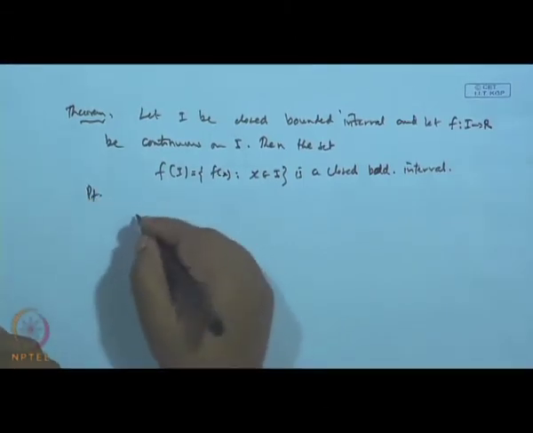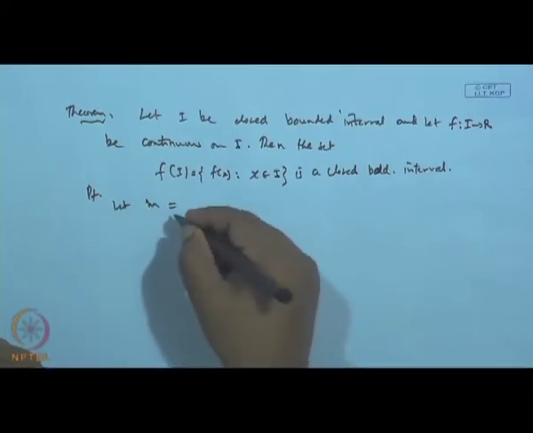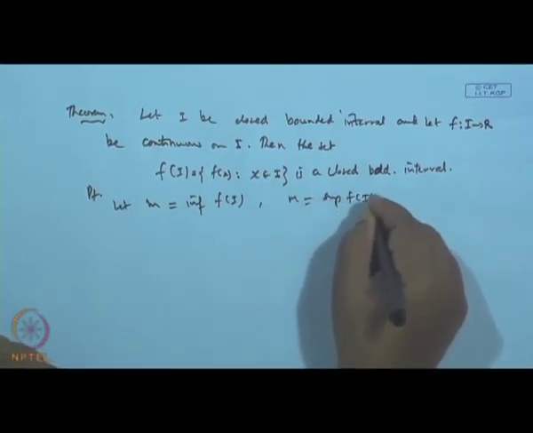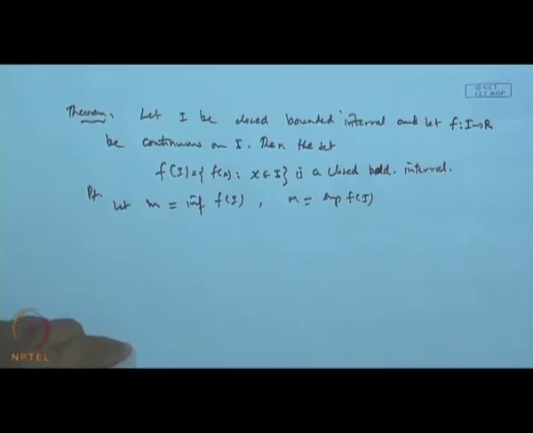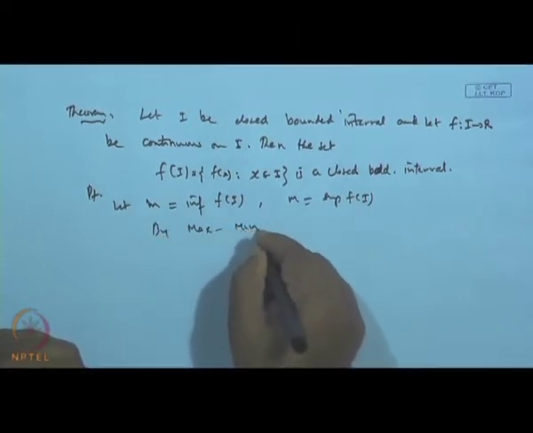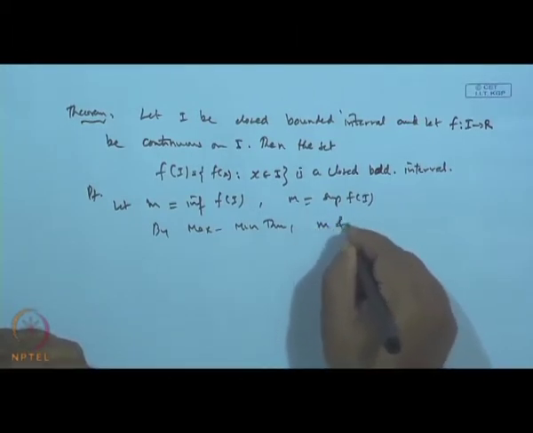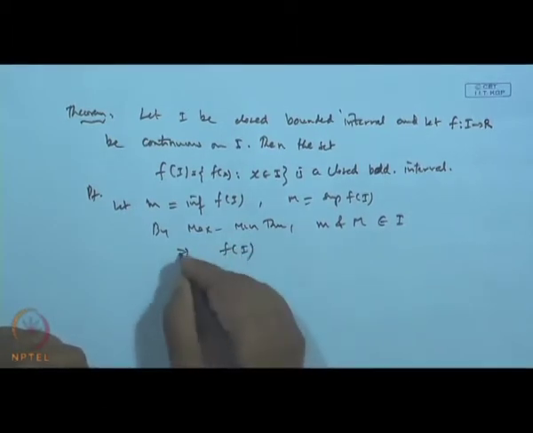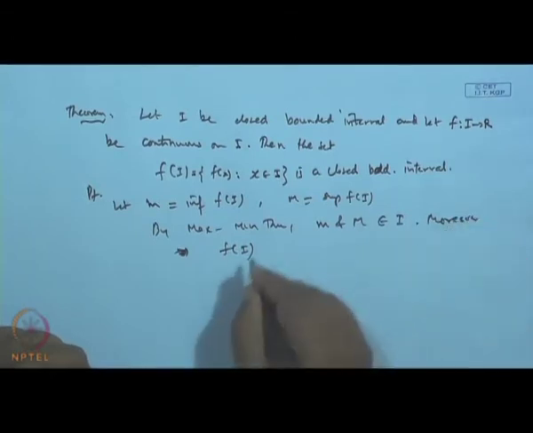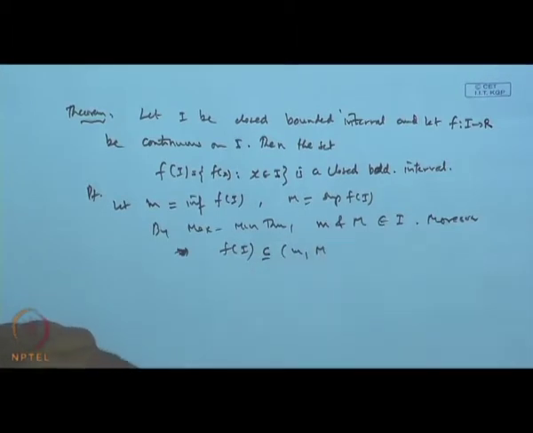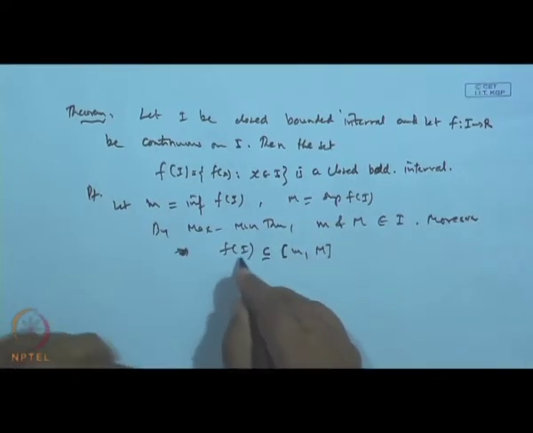So, the proof is just like this. Suppose m is the infimum value of f of I and capital M is the supremum value of f of I. Then from the maximum minimum theorem, m and M belong to f of I, because they exist and there will be a point in I where they are attained. Moreover, every functional value will lie between m and M, because they are the minimum and maximum values, so all the values lie in between.